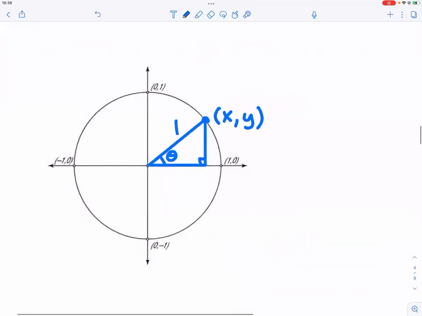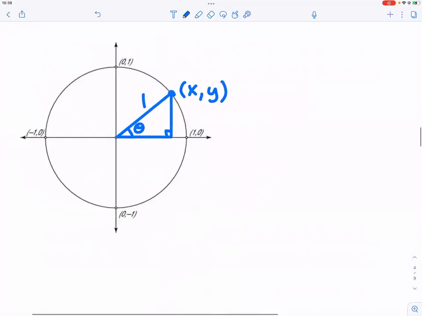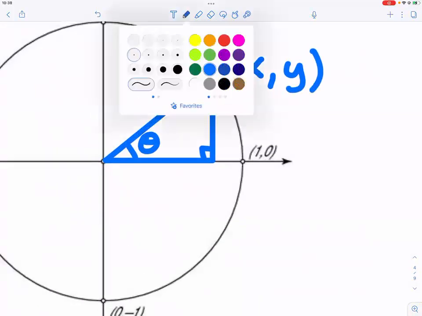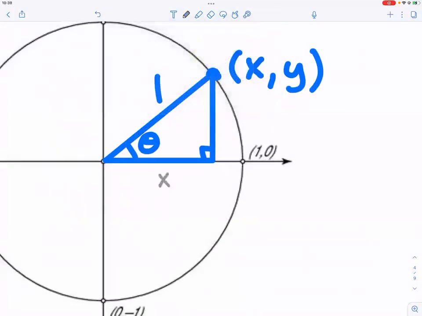All right, and since it's a right triangle, I think we can write something down here. Would you agree that the length right here is called x? Because this is the x coordinate, this is the x value, right? So the length from 0 must be x. Would you agree that this distance right here is y? Because that's how many units away from the origin, so it's y.